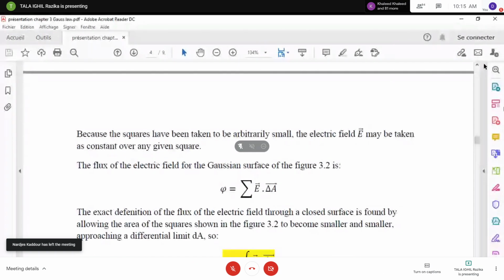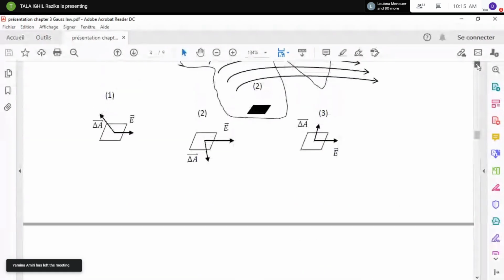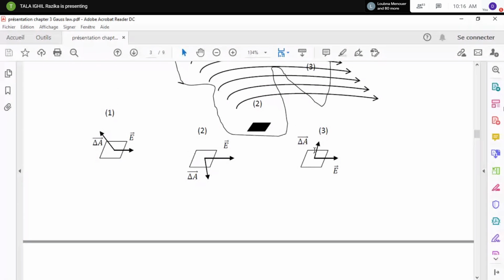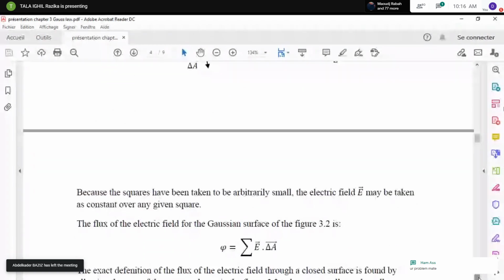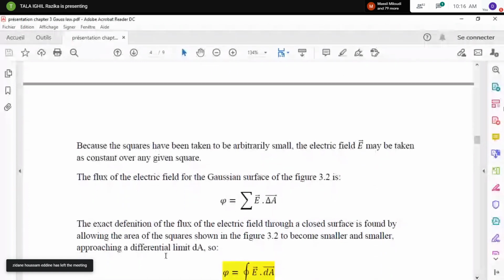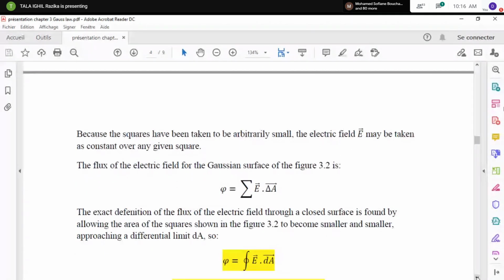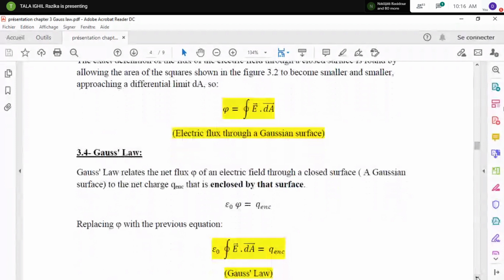So you remark here that the flux of the electric field is just the dot product between E and dA. So the Gauss law will consider that the electric field at the small area dA is constant. So to find the total flux of your surface, you have to sum E delta A. And if we have a continuous surface, it means that this sum will be the integral. That is the electric flux through a Gaussian surface.